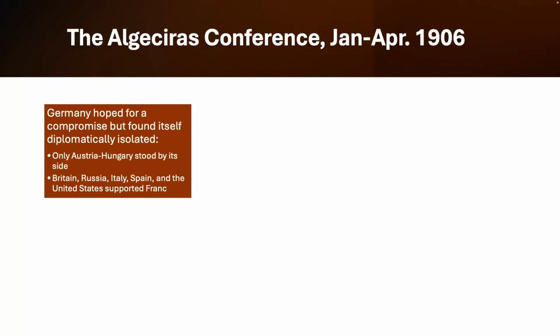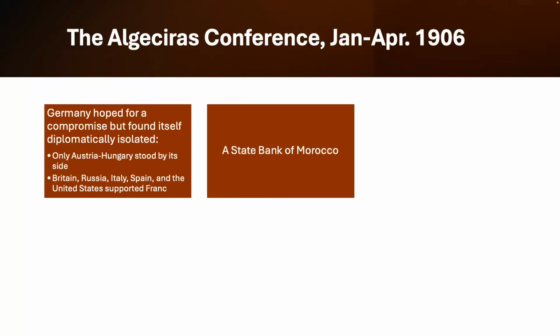Let's just say that. Germany had hoped for a compromise, but it found itself instead very isolated diplomatically, with the only country that stood by her side being Austria-Hungary, whereas Britain, Russia, Italy, Spain, and the United States all supported France. So again, this didn't exactly weaken French support, it bolstered French support.